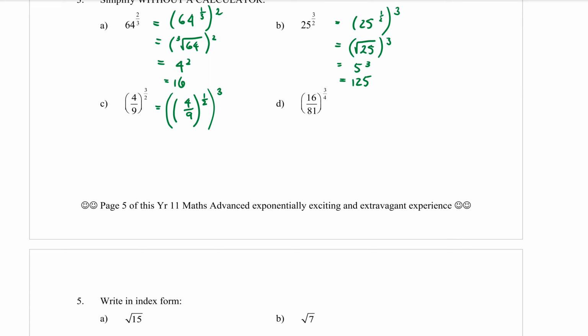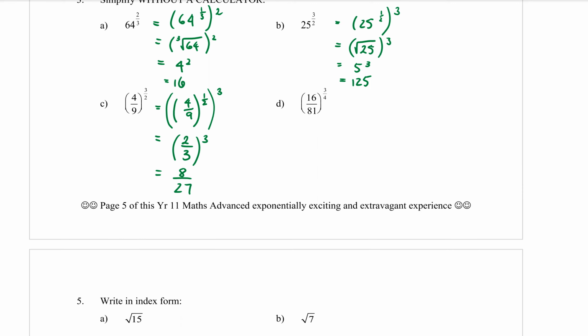You're okay with the power of 1/2 as a square root? So if I square root this bracket, I square root the 4, which is 2/3. That's square rooting everything. And now I need to cube everything inside there. So 2 cubed is 8, and 3 cubed is 27. Yeah? Okay, another one.